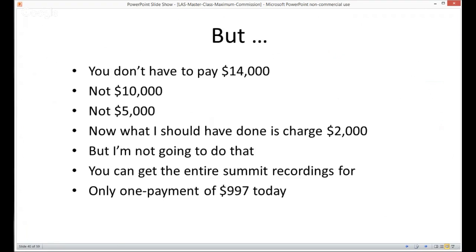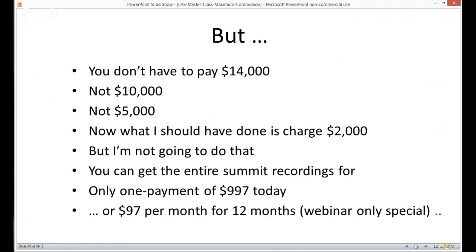Now, I've had some agents say, Mike, that makes sense. I want to start listing lots of properties. I want to figure out how top agents are doing it and start modeling them. But it's a little hard for me to come up with the $997 today. Do you have any payment options? So I crunched numbers and tried to make the best payment option I could possibly think of. And this is what I came up with: $97 per month for 12 months. And it's a webinar-only special, just on this webinar. So if it's something you're interested in, please take advantage of it. You can get started today for $97.